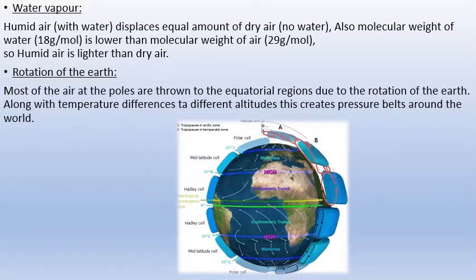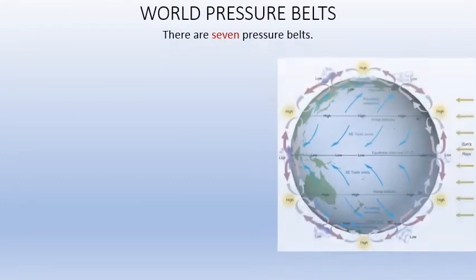Here is a picture which clearly indicates different pressure belts. The region between A and B, you can see a blue line, that is a pressure belt. The region between B and the next big one, you can see another line where HIGH is written. That is also a pressure belt. And on the equator you can see a green line which is also another pressure belt. So we'll be discussing the pressure belts. There are 7 pressure belts.